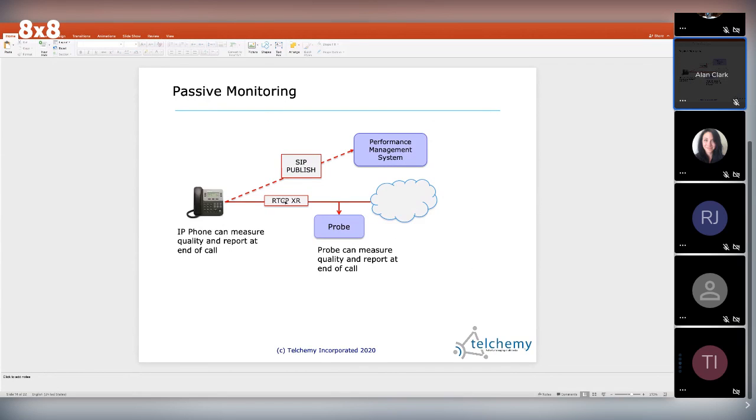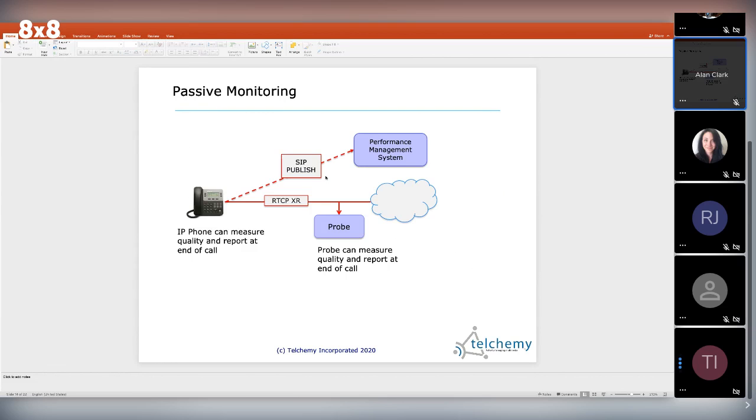So there's several different approaches to passive monitoring. We have an IP phone that's making a voice call. One thing we can do is the phone itself can incorporate voice over IP performance monitoring, and then that can generate call quality reports directly from the phone during the call and at the end of the call.